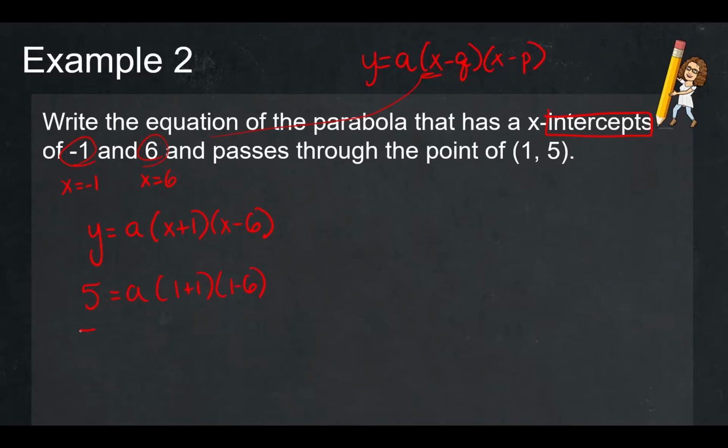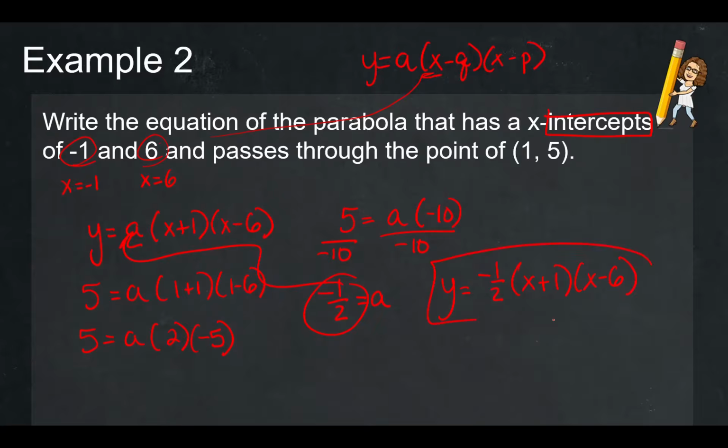Okay, do some math quick. 1 plus 1 is 2, 1 minus 6 is negative 5. I'm going to get 5 equals a times negative 10. So I'm going to divide by negative 10 to get a alone. So we get negative 1/2 equals a. So I'm going to get y equals negative 1/2, and I'm just going to take that value and pop it back in there, (x plus 1)(x minus 6), for my final answer. Just like that.